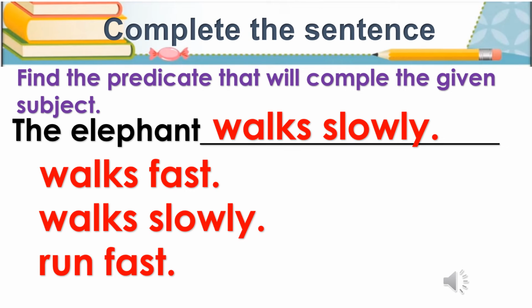They walk slowly. Okay, so the elephant walks slowly. The elephant is the subject. Ito yung pinag-uusapan natin. And walk slowly is our predicate.